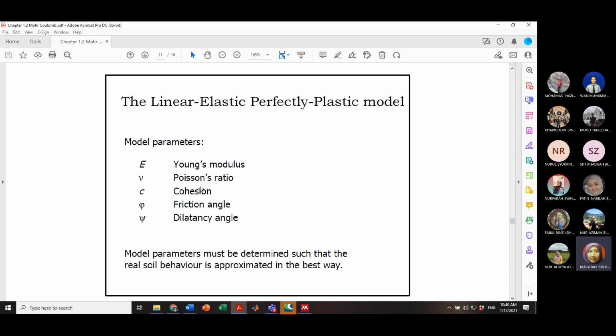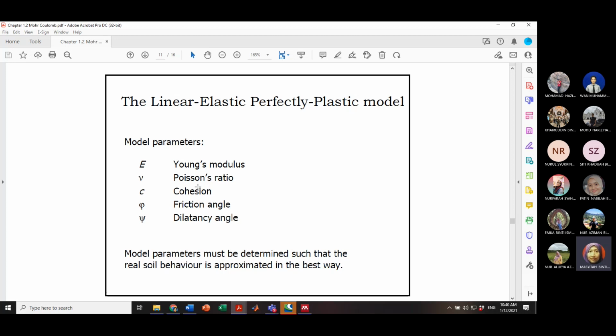If you look here in the MC model, we only need 5 parameters. To get these 5 parameters, you can do a test and plot the graph, and you can get the value of E, the Poisson ratio, C and phi, and lastly the dilatancy angle.